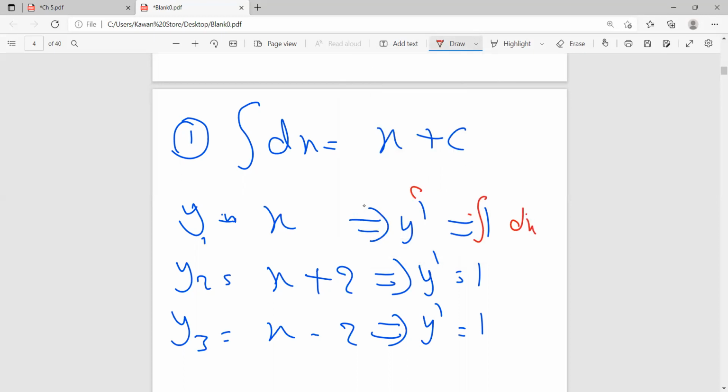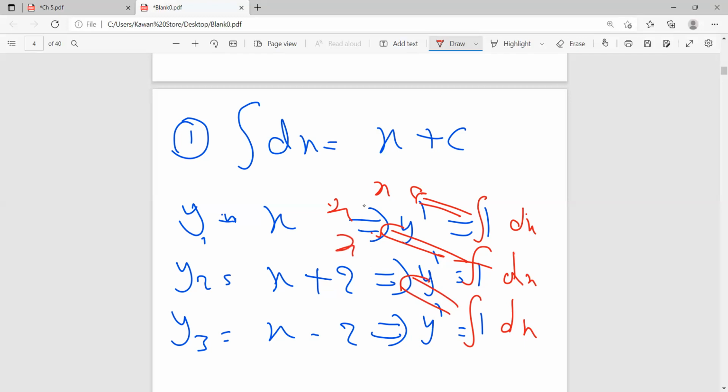I'll get just x, right? Just x. How about here? Again x. How about here? Again x. But the original is x? No, x plus 2, x minus 2. That's why we say plus. Maybe c0, maybe c plus number, maybe c minus number. Understood? So this c is like a balance.